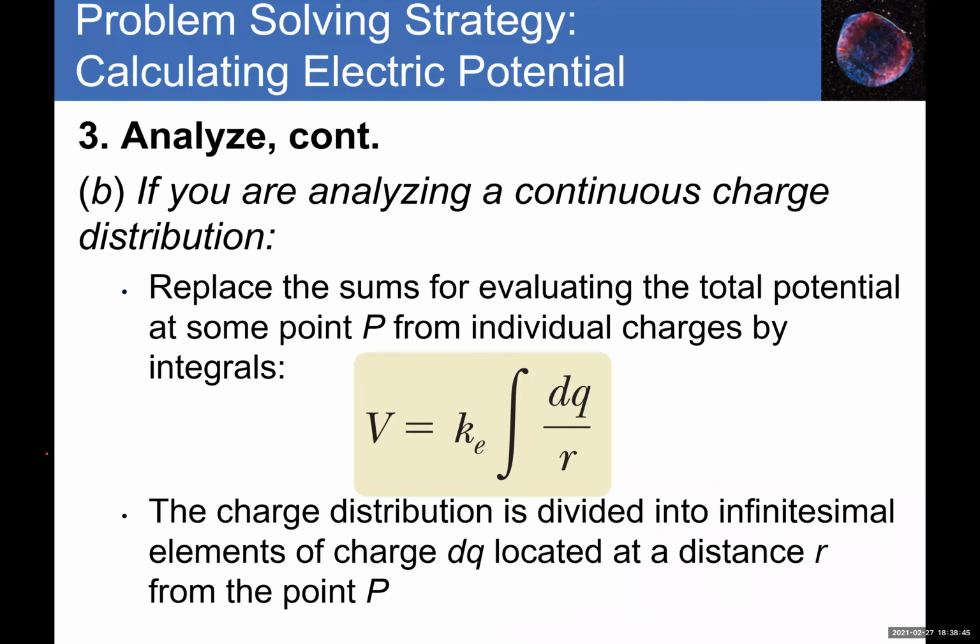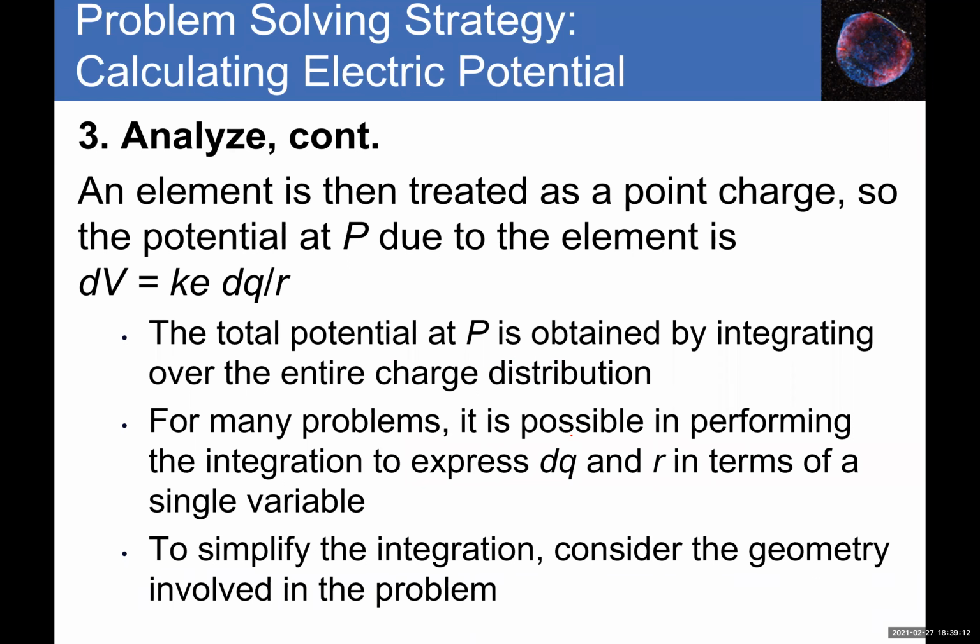If you're analyzing a continuous charge distribution, replace the sum for evaluating the total potential with an integral. That means you're going to integrate from point B to point A or something like that, from A to B or B to A, depending on what those two points are. The charge distribution is divided into infinitesimal elements of charge dq located at a distance r from point P. So an element is then treated as a point charge.